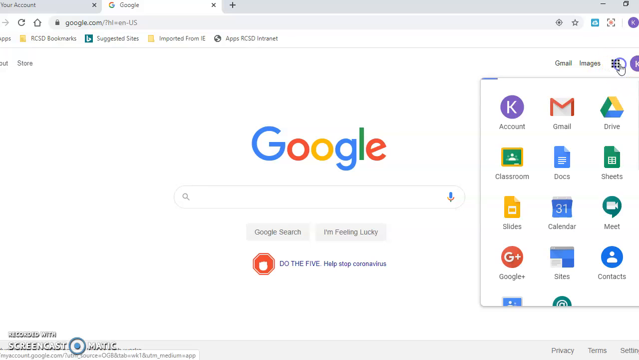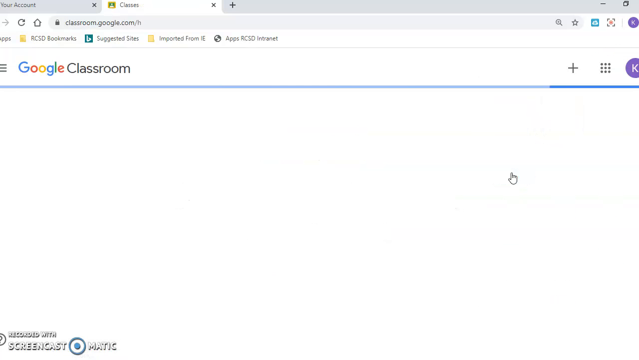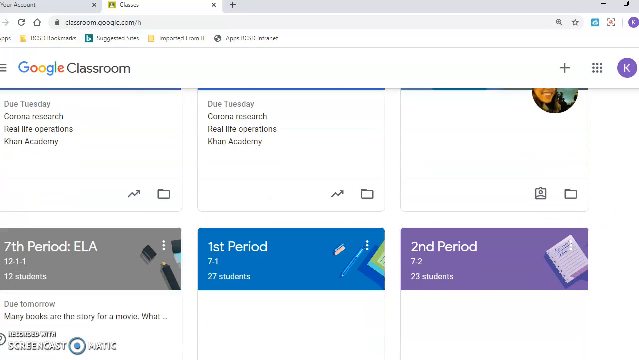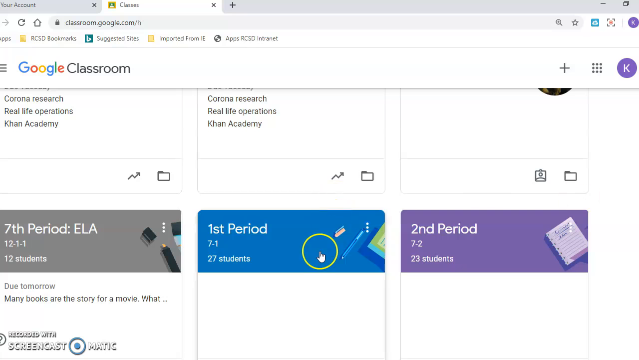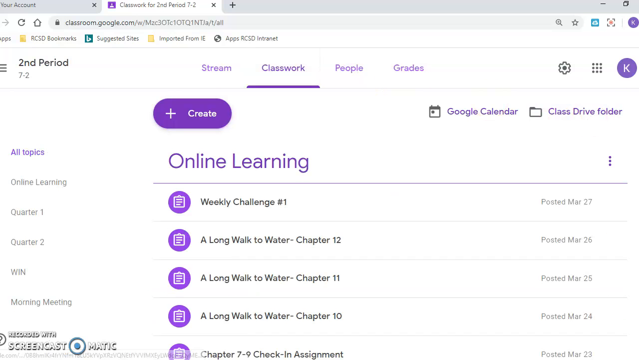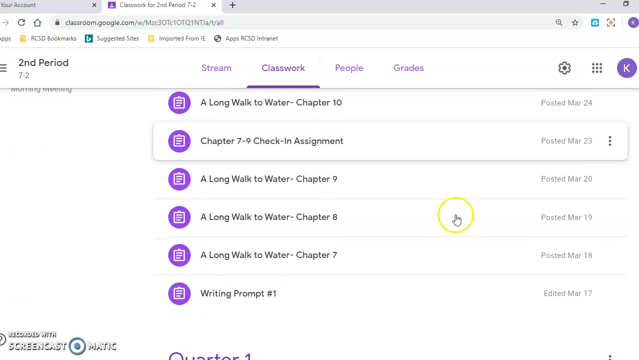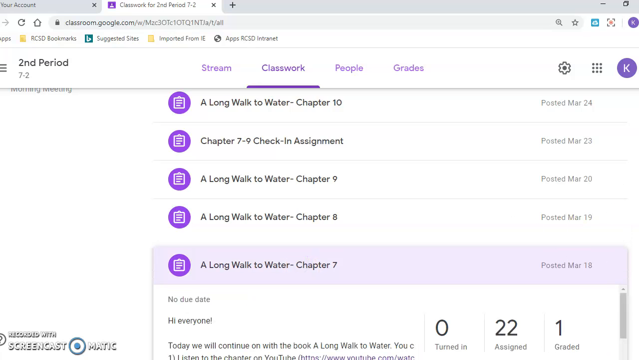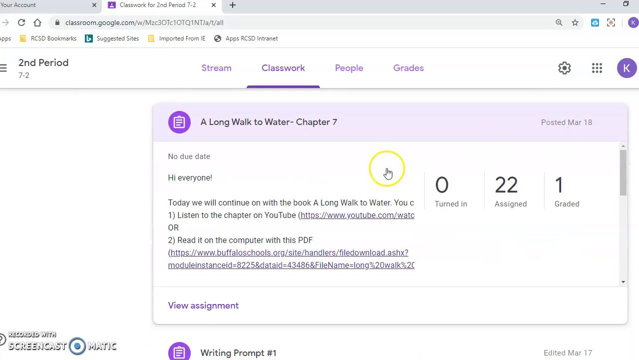I go up here to the squares. From here, I go to Google Classroom. Now that I'm in Google Classroom, I have to find my ELA class because I'm going to work on A Long Walk to Water. I'm going to go to 7-2, second period is my ELA class. Okay, I'm going to go to my classwork section because I'm going to do some of my older assignments, because I haven't gotten on Google Classroom yet. Okay, here we go. Chapter 7, haven't done this yet, so I'm going to go ahead and get started.